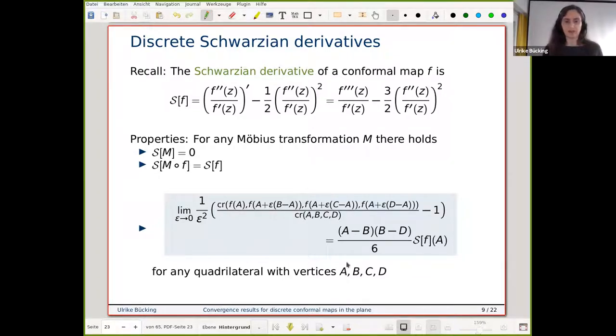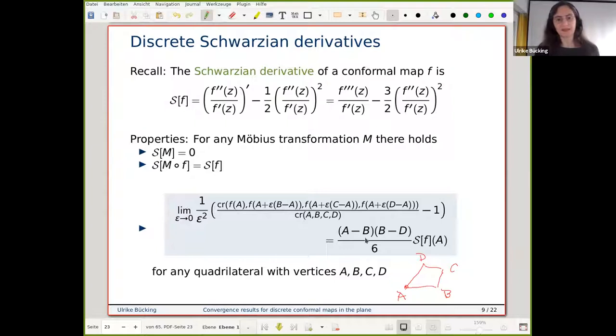If you consider any quadrilateral with some vertices, I called A, B, C, D, and then you fix your point A, and consider the scaled versions by epsilon of this quadrilateral, then the cross ratio stays the same for the quadrilateral. But then you consider the corresponding image points and build their cross ratio, and then what you get if you take the limit epsilon to zero is the smooth Schwarzian times some factors which depend on your quadrilateral.